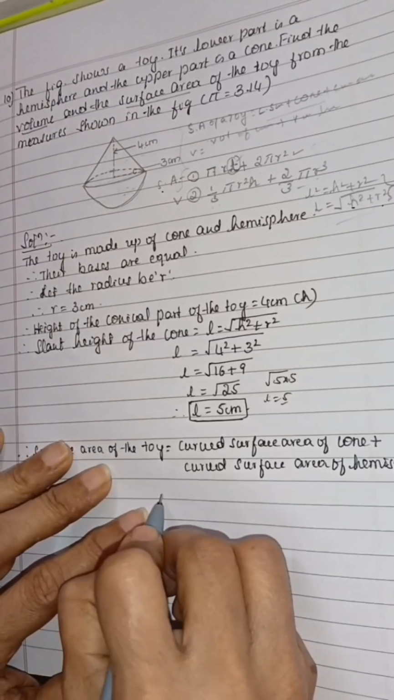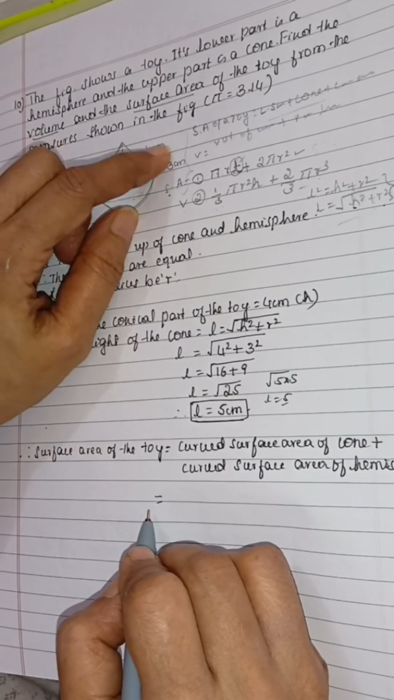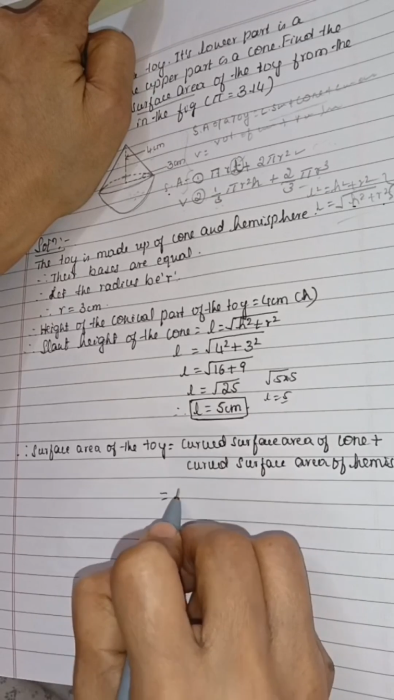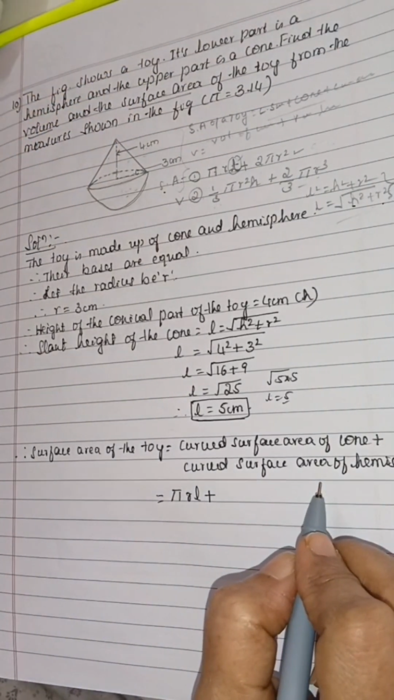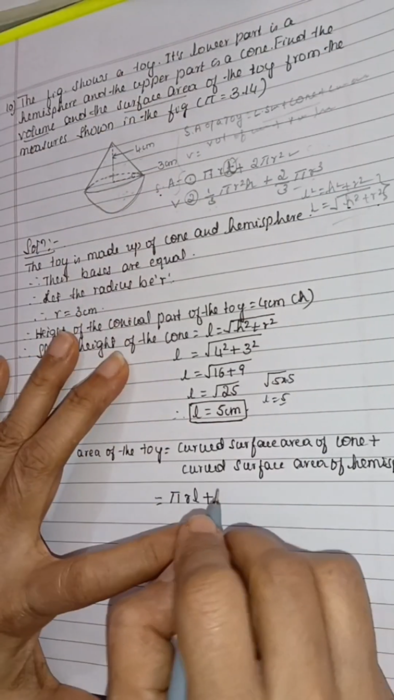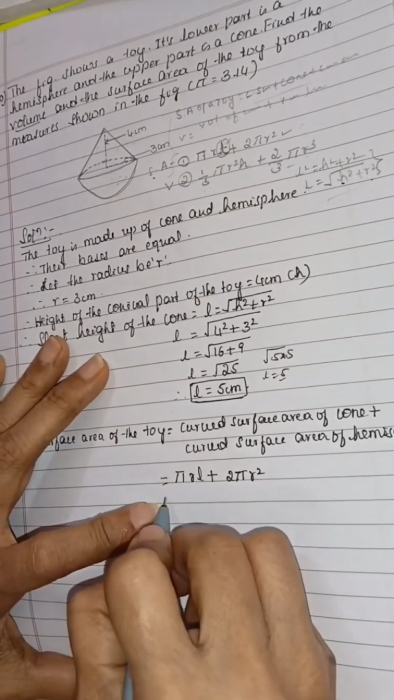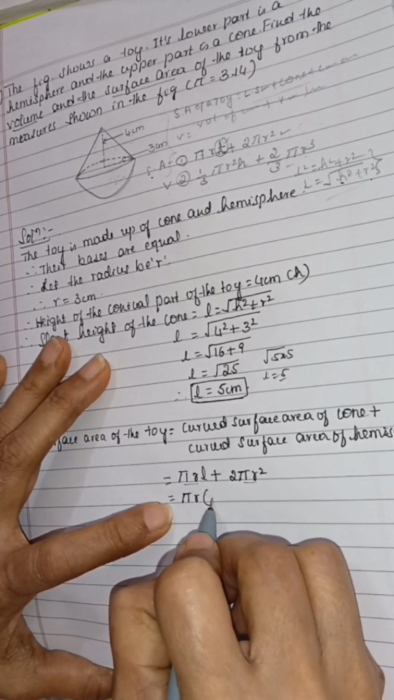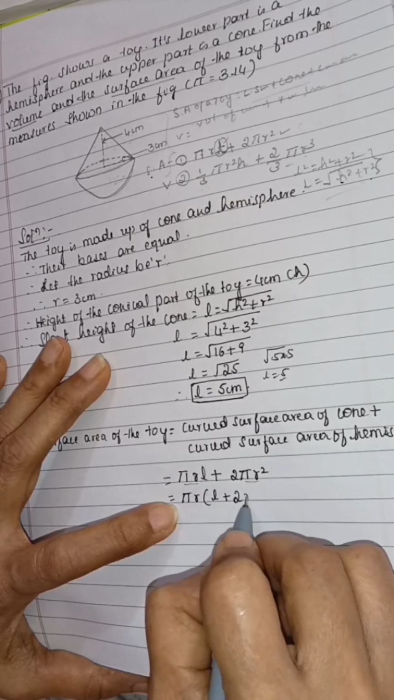Okay. Therefore, curved surface area of a cone means conical part of a toy. Curved surface area of a cone is pi r L, plus curved surface area of a hemisphere is 2 pi r square. So in this we have to simplify. Pi r is common, no? So keep pi r out. So L remains plus here 2 remains. Pi gone out and r also, one r remains.